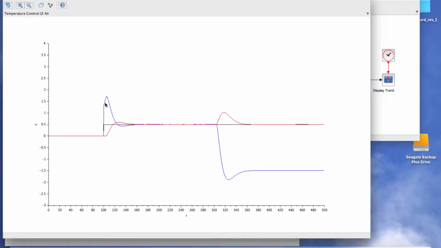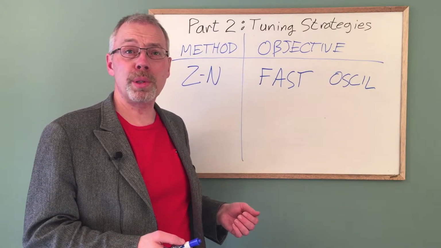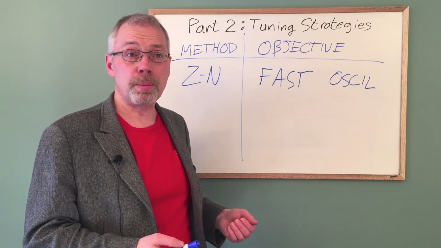Notice the valve position in blue. There are large swings in the controller output to force the process to change as fast as possible. Ziegler-Nichols is designed to manage disturbances as fast as possible at the expense of some oscillation.